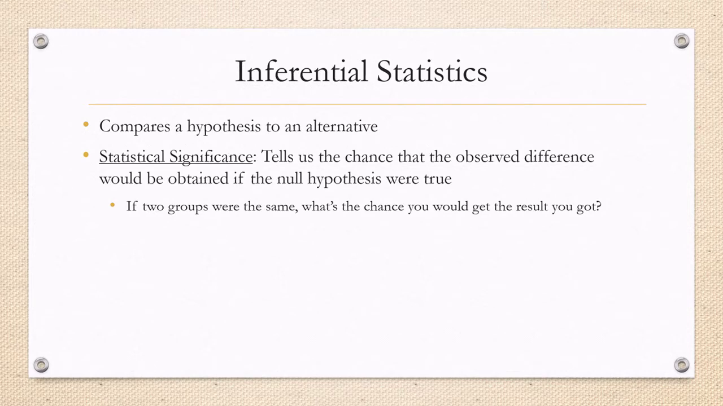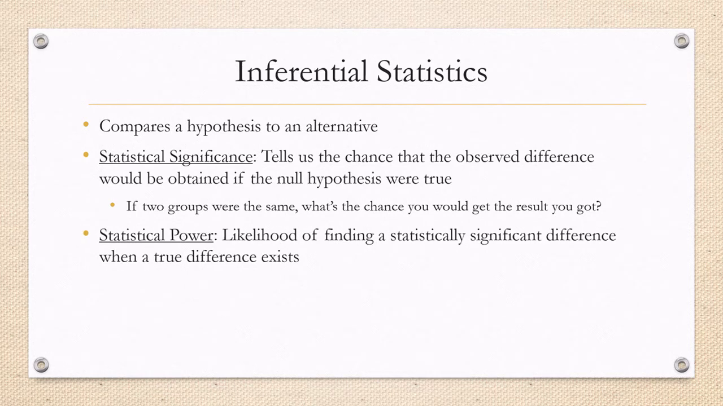Statistical power is related. It is the likelihood of finding a statistically significant difference when a true difference exists. Sample size has an impact on both statistical significance and power. The smaller the sample size, the lower the power to detect a difference. This is because the greater the sample size, the better the estimate of the population parameters, and the lower the sampling error.